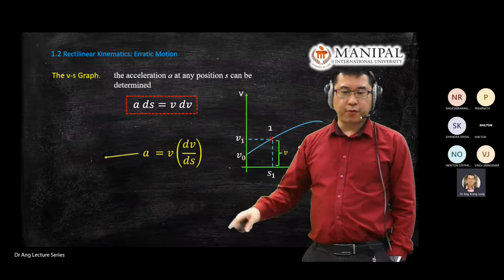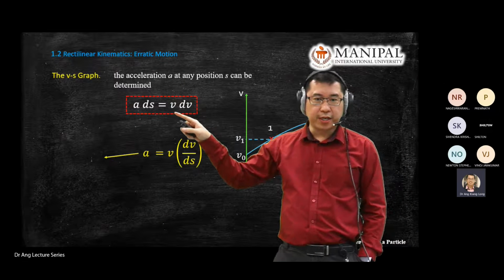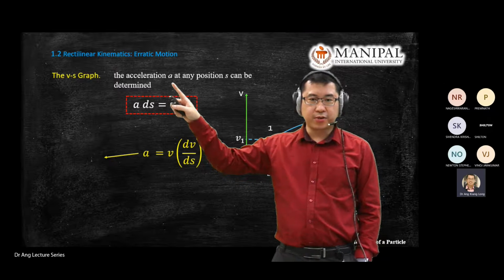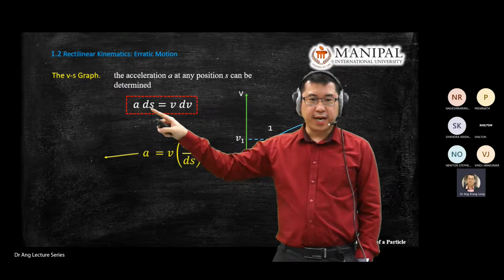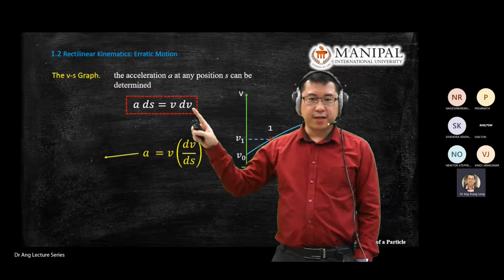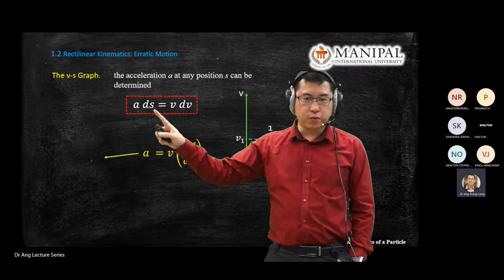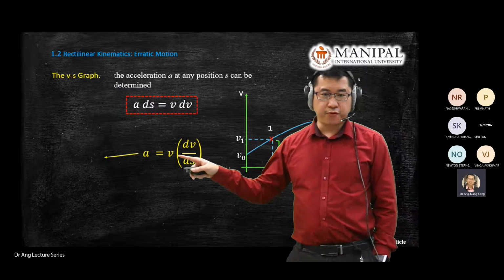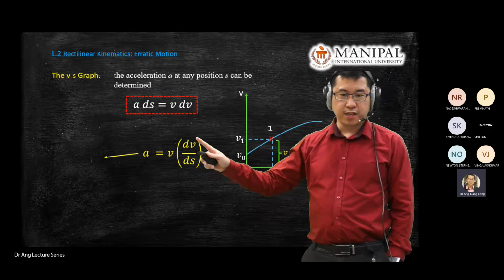Rewrite this equation if you want to find any missing parameter. For example, by looking at this linear equation here, A ds equals V dv. If the question asks you to find acceleration at any position of s, so here you have s, position, you have velocity, you have dv. So what you do, you move the one that you don't want from the left hand side to the right hand side. You will get V dv ds. Okay, V dv ds.